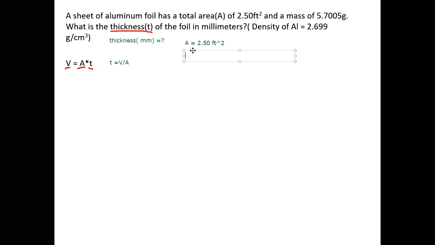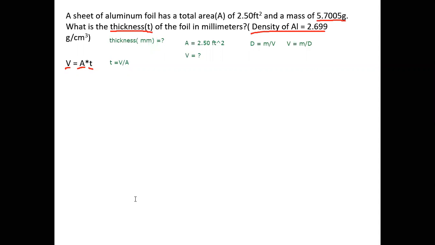But the volume, we don't know. It's not given to us in the problem. So we have to use the other information to determine the volume of the foil. And the other information given to us is the density and the mass. And the density is in grams per centimeter cubed, and the mass is in grams. So if we know the equation for density, it's density equals mass over volume. And so if we want to solve for volume, volume equals mass divided by density. So if we know the mass and we know the density, we can calculate the volume.